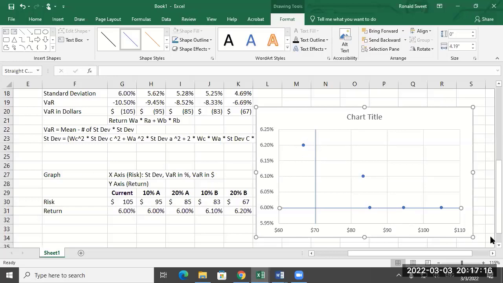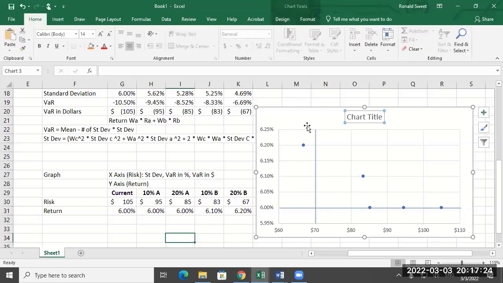So don't give me percentages down here. Don't use standard deviation. All right. And then you do need to label the graph. I don't care about the title, but you do need to label that that's 20% B. You can just say 20% B, 10% B, 20% A, 10% A, current strategy. Becomes obvious. The rest is the current.